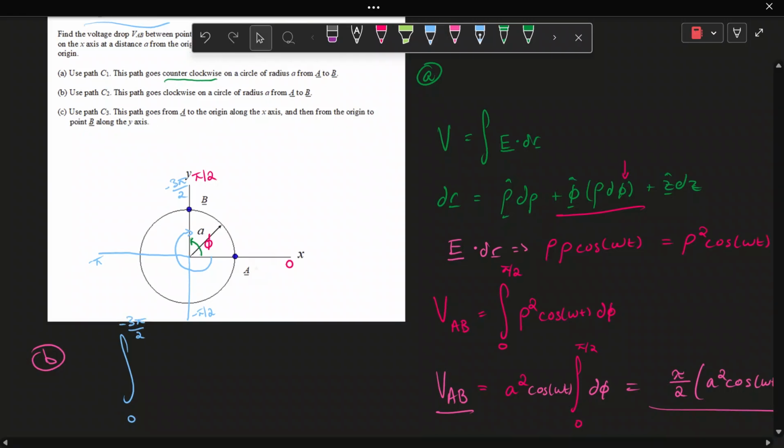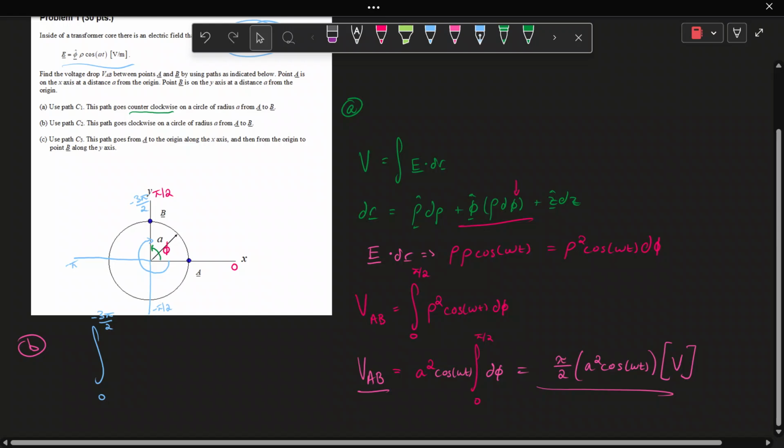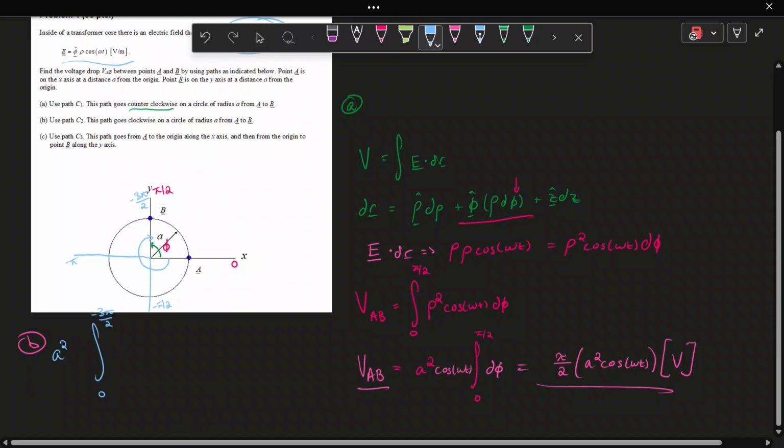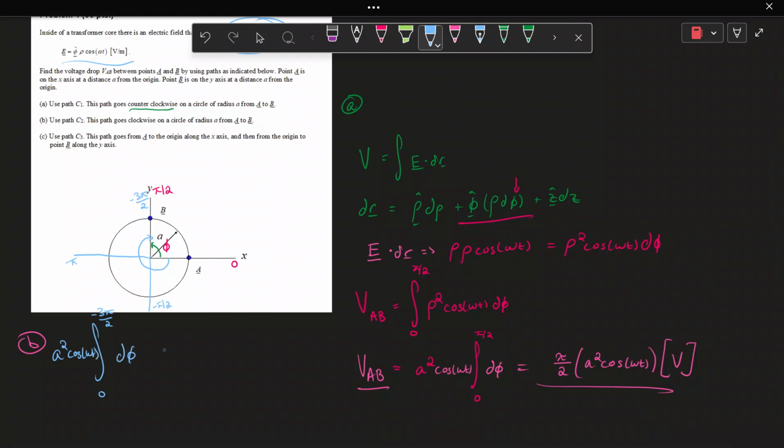And the electric field doesn't change and the dr doesn't change, so we're still integrating a squared cosine omega t, and we're integrating d phi. The E dot dr doesn't change, only the bounds of integration change in this case. So now what do we get? Well, we get negative 3 pi over 2 a squared cosine omega t volts. And this is equal to the voltage drop from A to B in the clockwise direction.